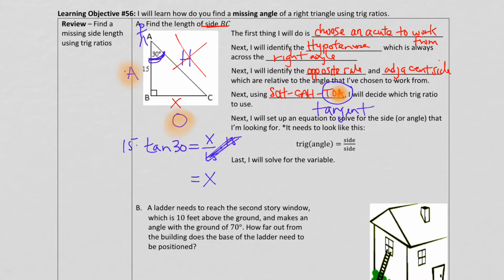Remember that at this point, this is now the job of the calculator. So you're going to type in 15 times tangent of 30, and if you do that, you end up getting 8.66. So if I go to my nearest hundredth, that is the length of side BC, which is right here.